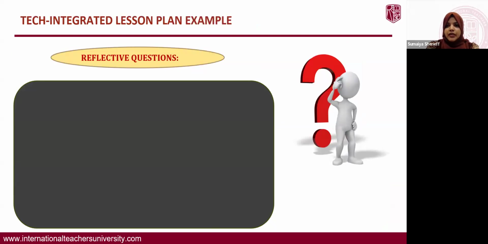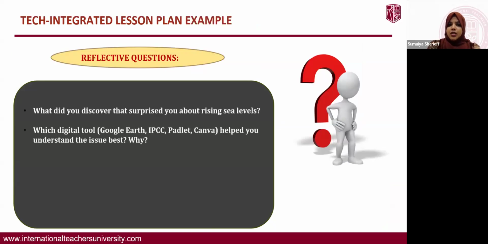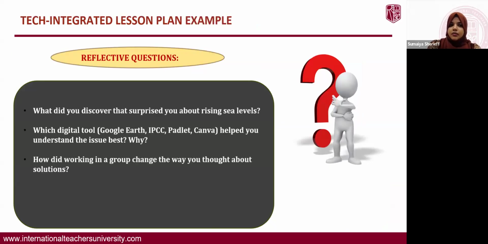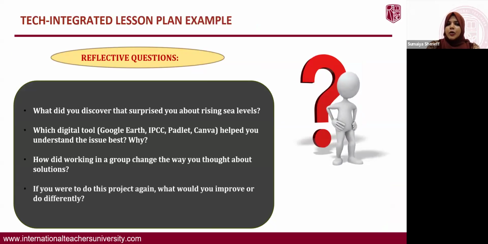So I have given just 4 simplified questions. If the students have done their activity and their presentation, we can ask 4 types of questions. What did you discover that surprised you about the rising sea levels? And what kind of digital tools can we use, like Google Earth, IPCC, Padlet, or Canva? Most of the time we use IPCC and Google Earth. IPCC gives a lot of information about population, climate, and variations of weather phenomena. In Canva, you can make a complete presentation.